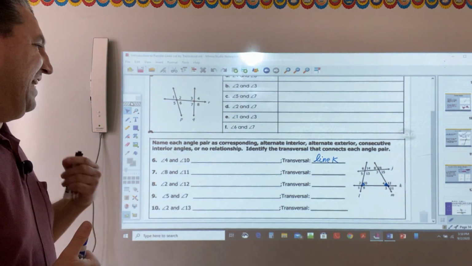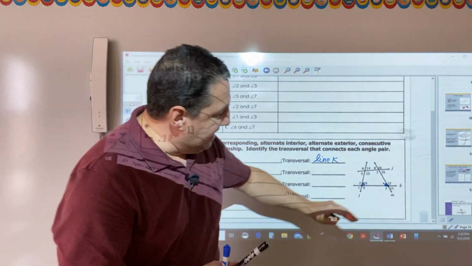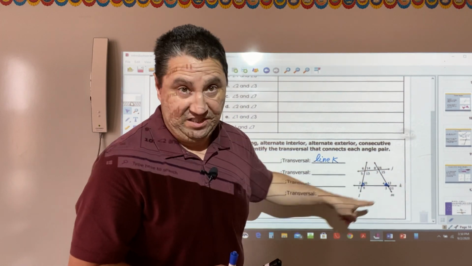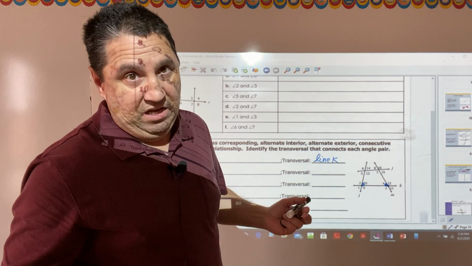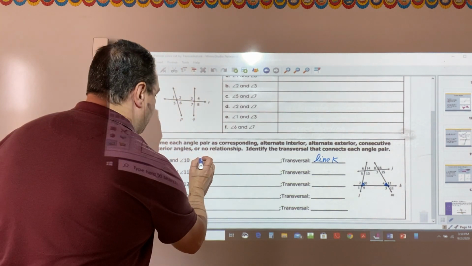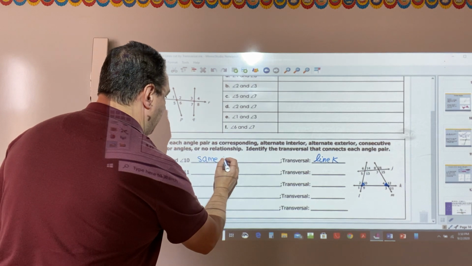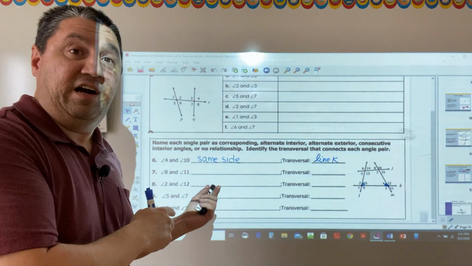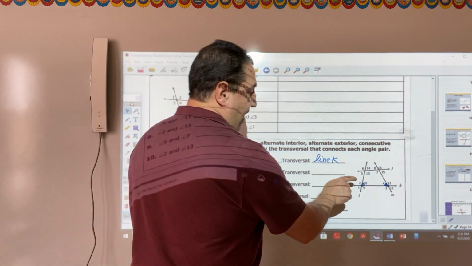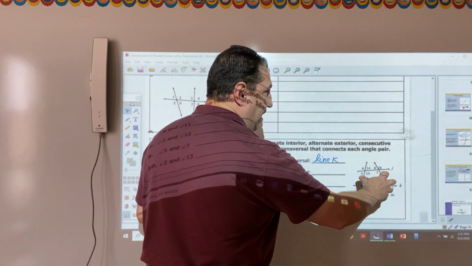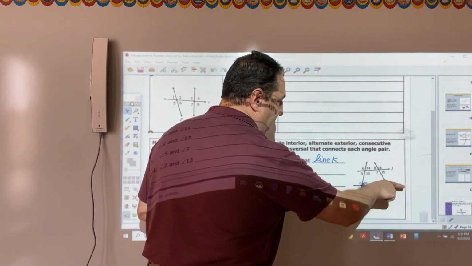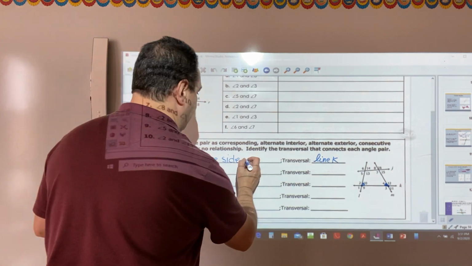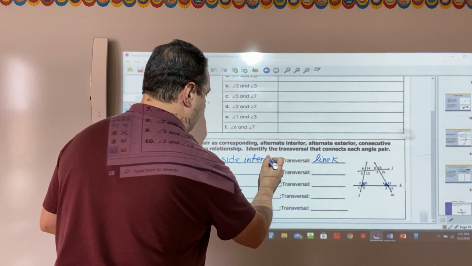Now, what kind of angles are 4 and 10? As you can see, both are on the same side of the transversal, which is K. So, we can say they are same side. But we have to decide if they are exterior or interior. Now, 4 and 10 are both inside the lines cut by the transversal. So they are interior. Good.